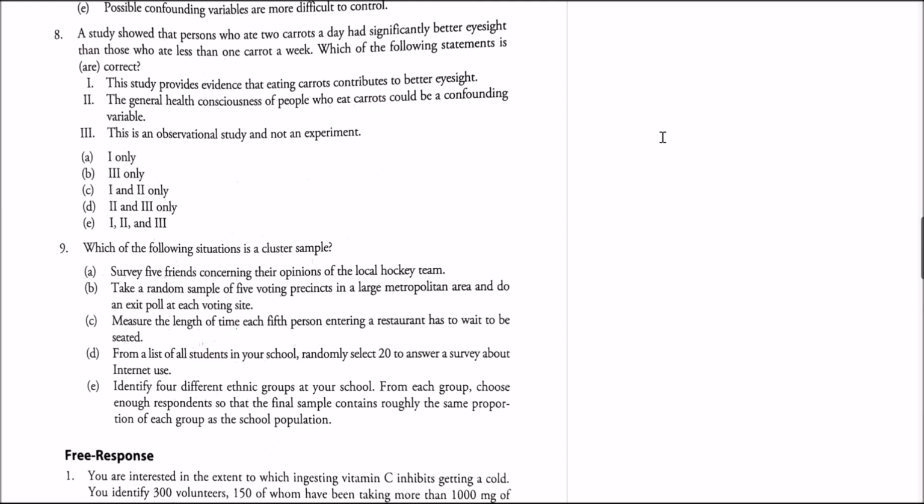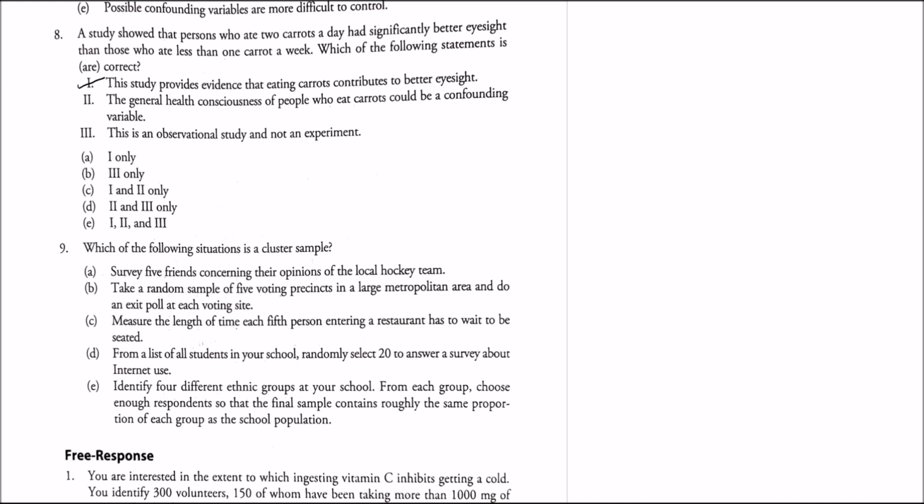All right, 8. A study showed that persons who ate 2 carrots a day had significantly better eyesight than those who ate less than 1 carrot a week. Which of the following statements is or are correct? This study provides evidence that eating carrots contributes to better eyesight. Now, when they say the word contributes, they mean causes, right? So eating carrots causes better eyesight. Now, this is an observational study, right? You're just looking to see if they ate 2 carrots and then if they did not, or if they ate less than 1. So this is an observational study, so it can't be 1. We could say there might be a correlation, but definitely not a contributing factor or causation.